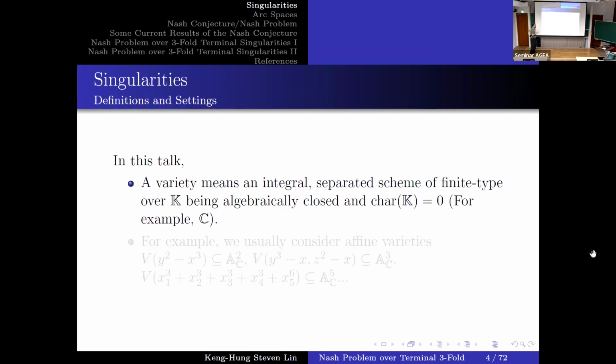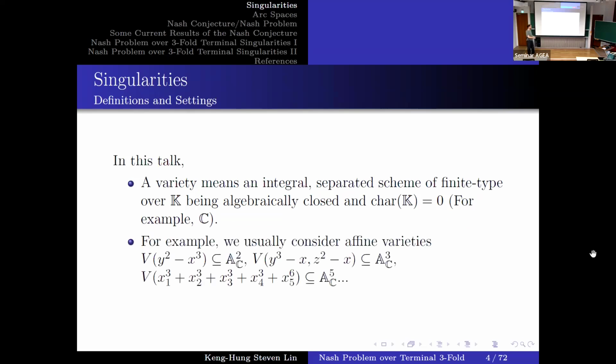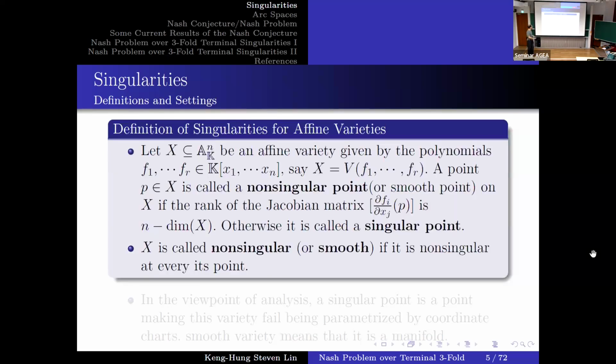In this talk, our varieties are always integral separated schemes of finite type over K, with K a very good field: characteristic 0, algebraically closed, like the complex numbers. Intuitively, you can think about examples like an affine variety embedded in affine space. So let's briefly review singularities.